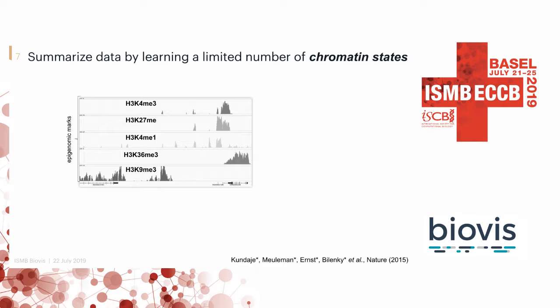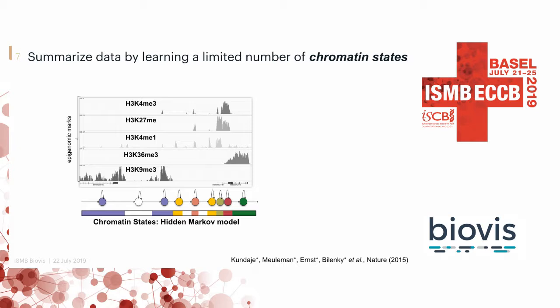So what we've done previously is to summarize these genome-wide tracks of epigenomic or chromatin mark data into a limited number of discrete chromatin states. We do this by utilizing a multivariate hidden Markov model that essentially summarizes all these different patterns across the genome into these separate states.